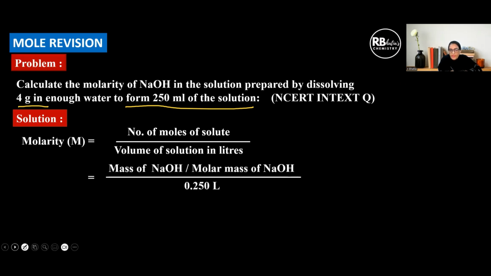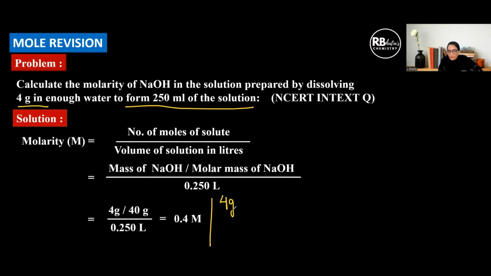Number of moles. How do we calculate number of moles? 4 gram upon 40. And then enough water to form 250 ml solution means 0.25 liter solution. The answer is 0.4 molar. If you want to substitute it this way, you can do it this way also. Weight of sodium hydroxide is 4, molecular mass 40, V ml is 250 into 1000. 0.4 molar is the answer. I hope this is clear. This is the most basic type of molarity question.